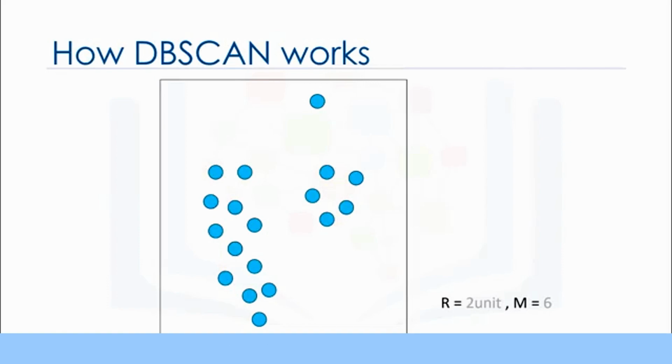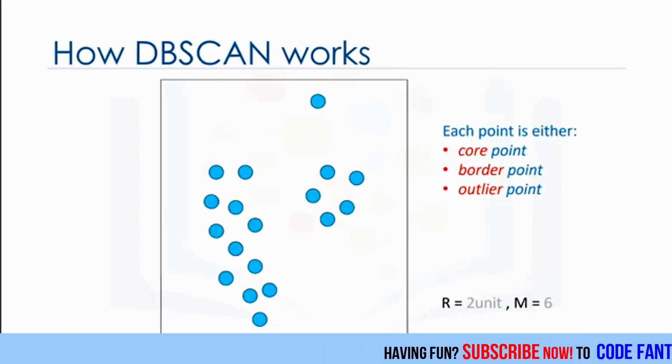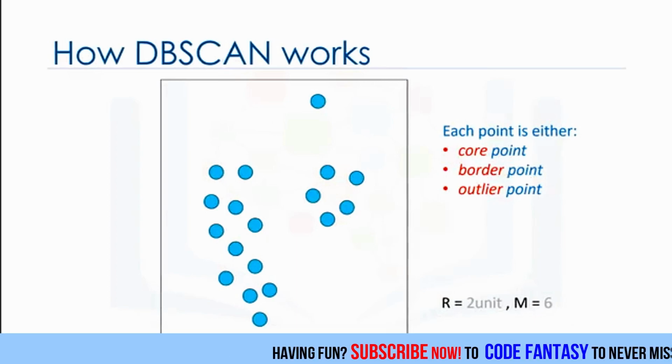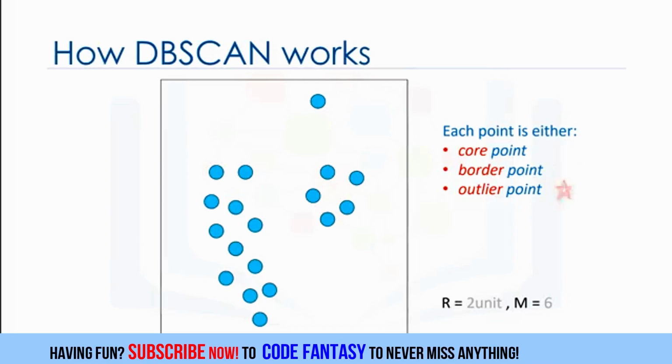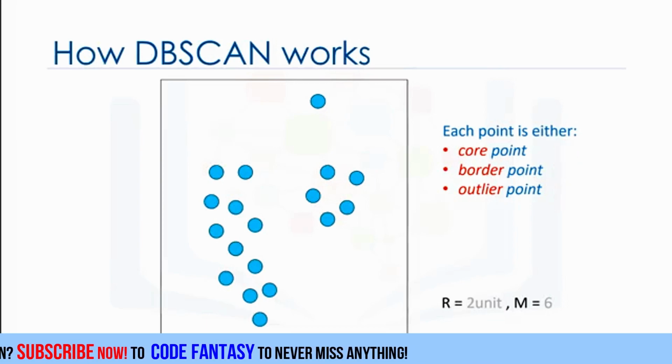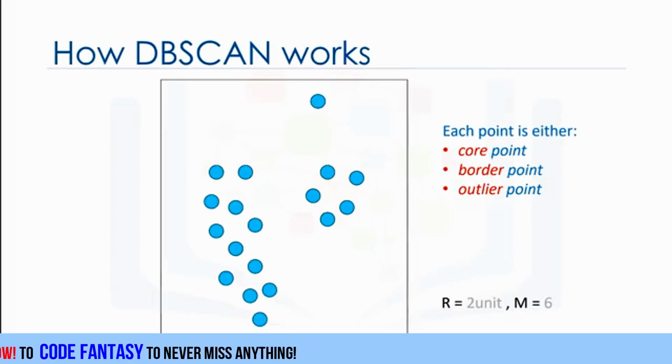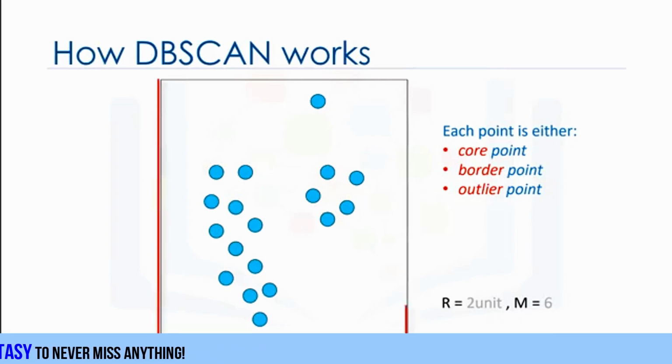Let's define radius as 2 units. For the sake of simplicity, assume it as a radius of 2 centimeters around a point of interest. Also, let's set the minimum points, or M, to be 6 points, including the point of interest. To see how DBSCAN works, we have to determine the type of points. Each point in our dataset can be either a core, border, or outlier point. Don't worry, I'll explain what these points are in a moment. But the whole idea behind the DBSCAN algorithm is to visit each point and find its type first. Then we group points as clusters based on their types.